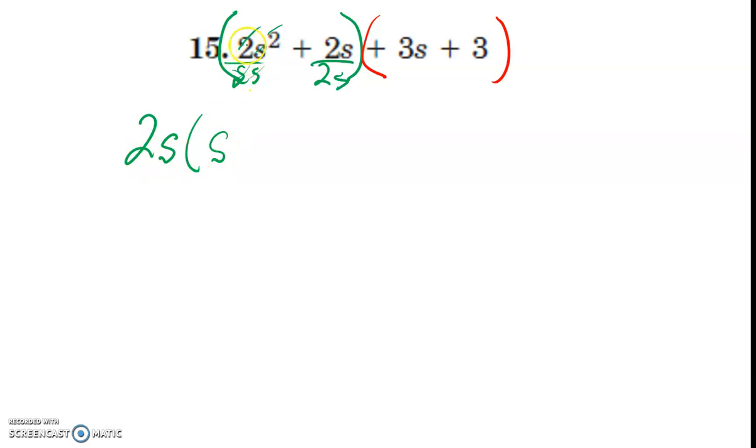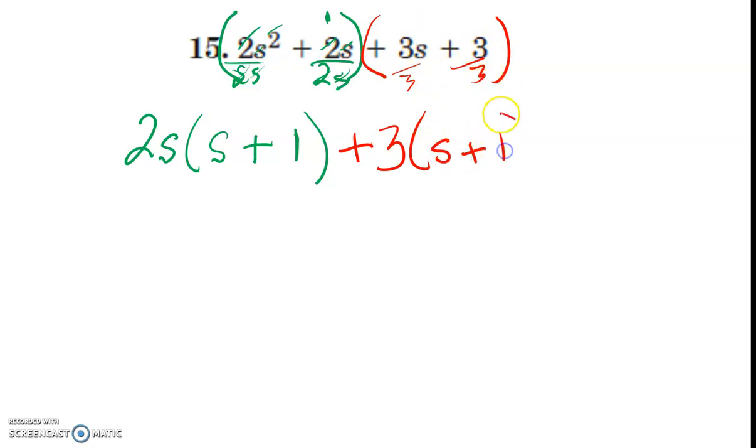Remember, 2S times S is 2S squared. But 2S times what is going to give me 2S? So I'm dividing these out, but I need that placeholder of a 1 so that I can get that back if I redistribute. I can't just let it drop out. And that same thing is going to happen on the next one. I'm going to take out the positive 3 that they share in common. And when I divide that 3 out, I'm left with an S. But 3 divided by 3, remember, is 1.